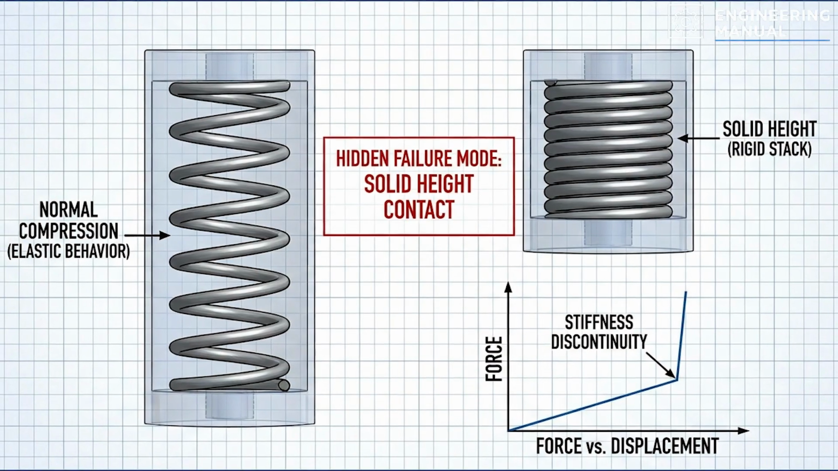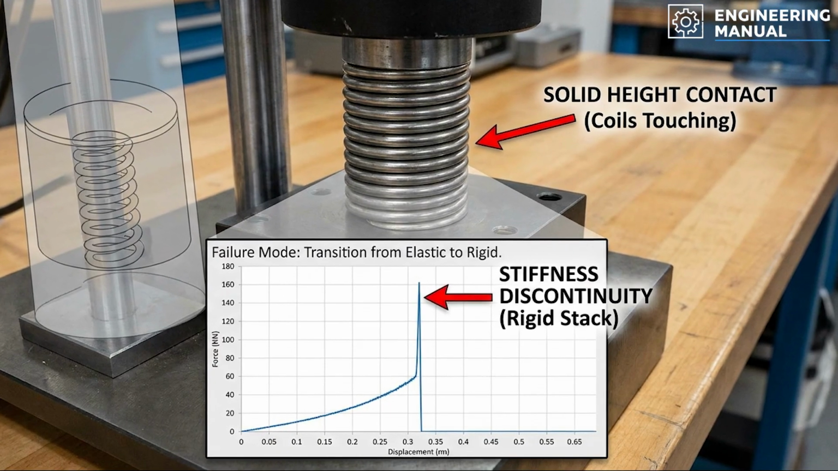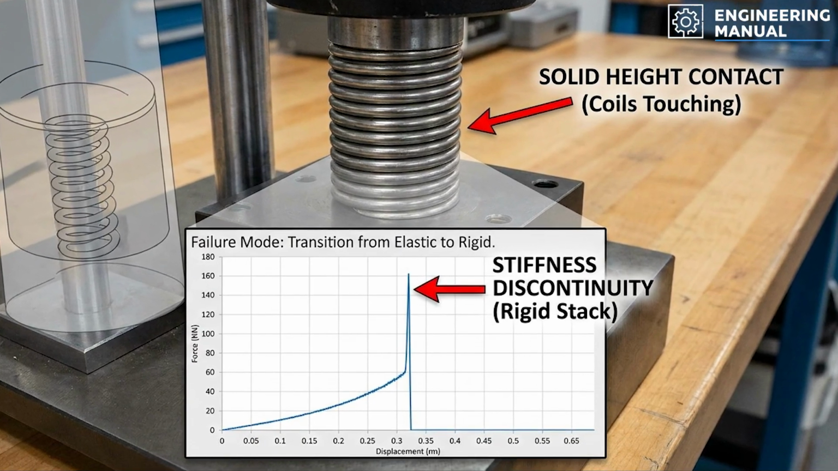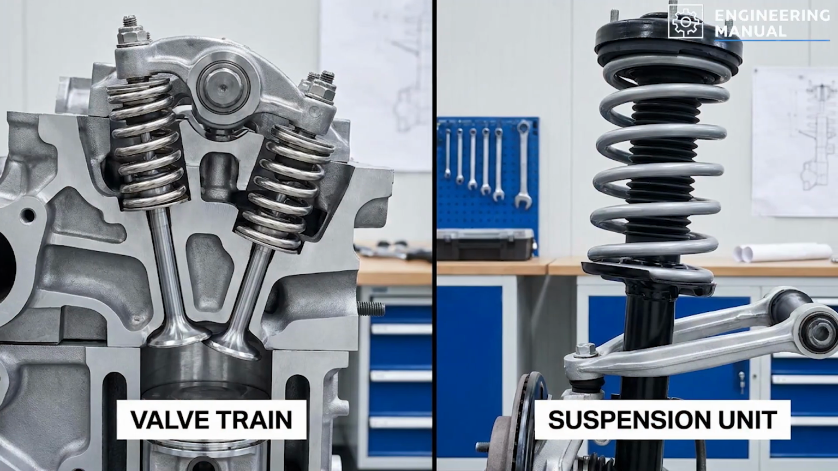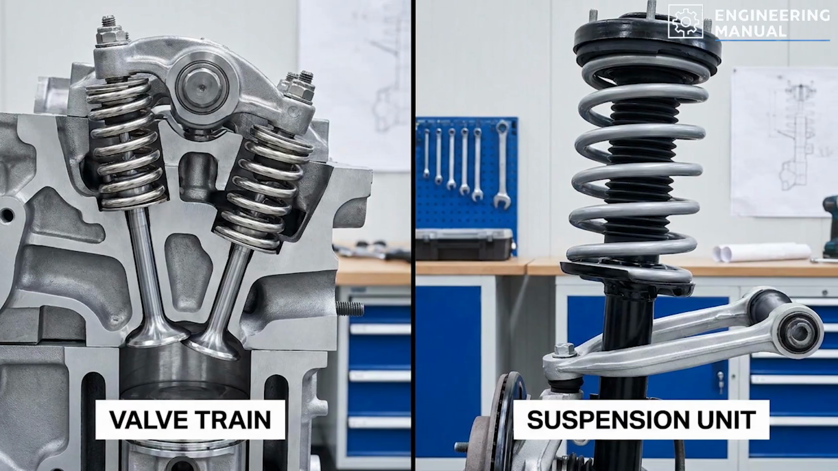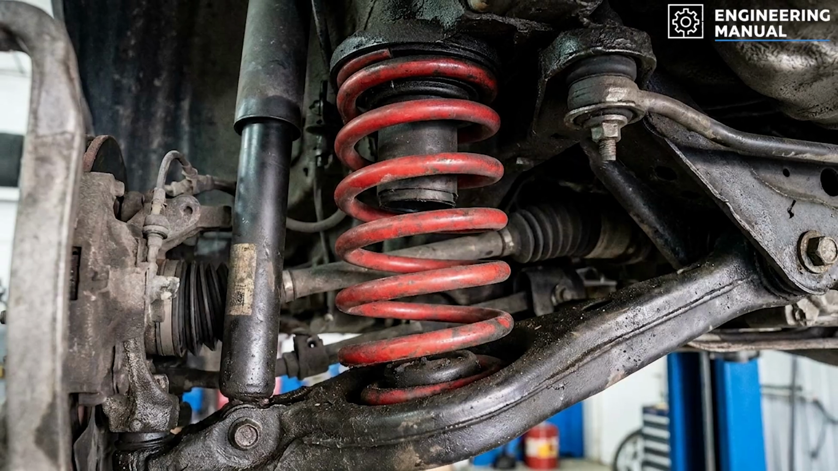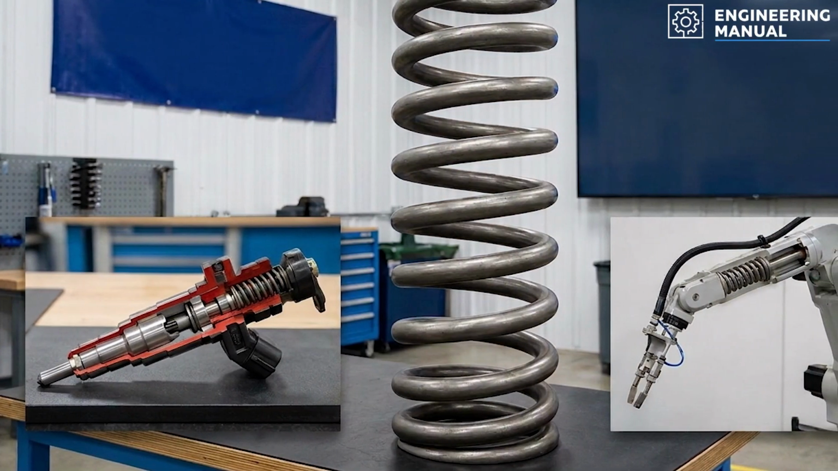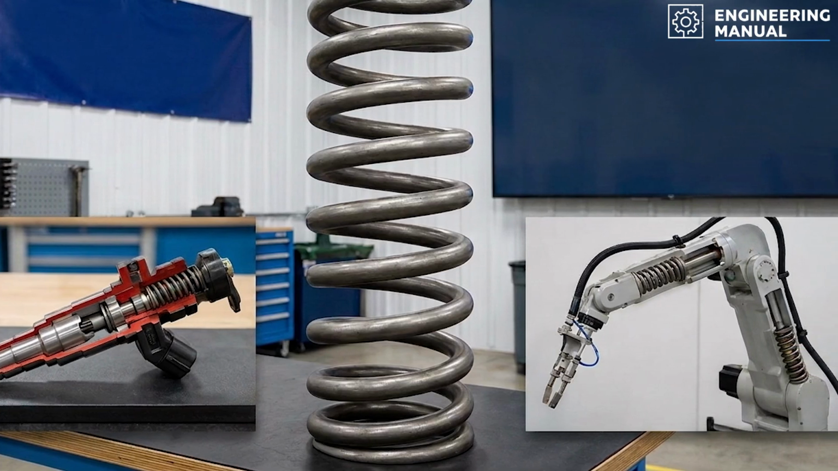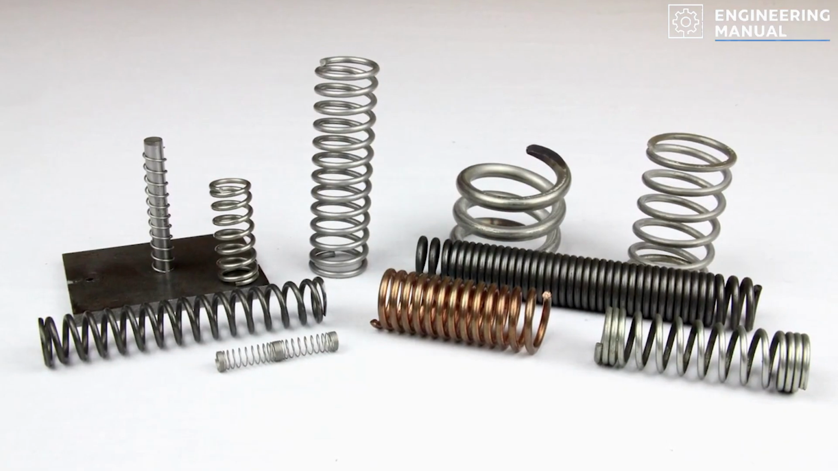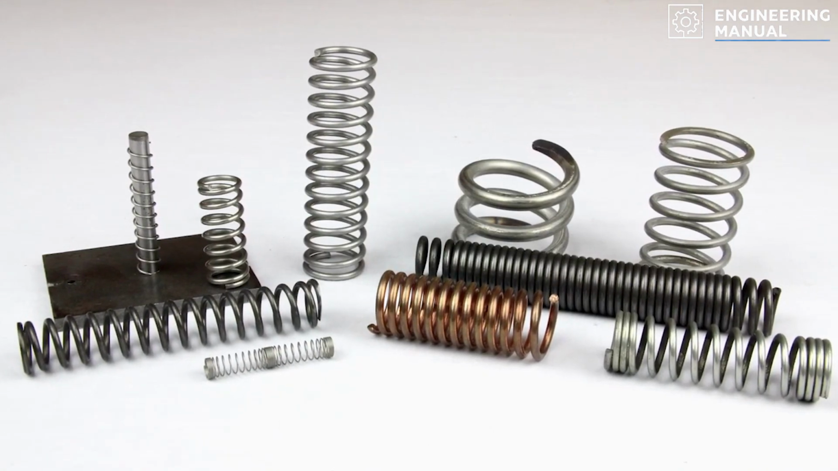Another hidden failure mode is solid height contact. When coils touch, the system transitions from elastic behavior to a rigid stack, producing a near-infinite stiffness discontinuity. In dynamic systems like valve trains or suspension units, that transition is catastrophic because it converts a smooth force curve into an impact event. Despite its simplicity, the coil compression spring remains dominant in everything from fuel injectors to industrial actuators because it provides predictable linear compliance in a compact geometry that is easy to manufacture and scale.